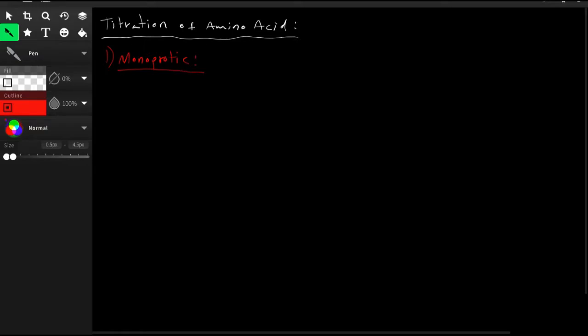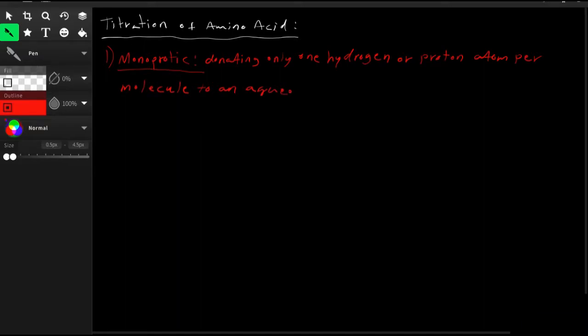Monoprotic is donating only one hydrogen, or proton, atom, per molecule, to an aqueous solution. Give an example of this, like the titration curve.